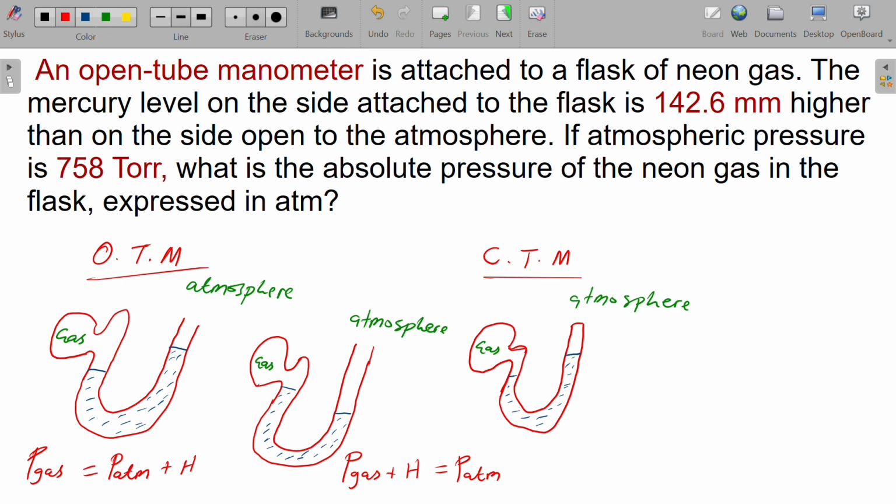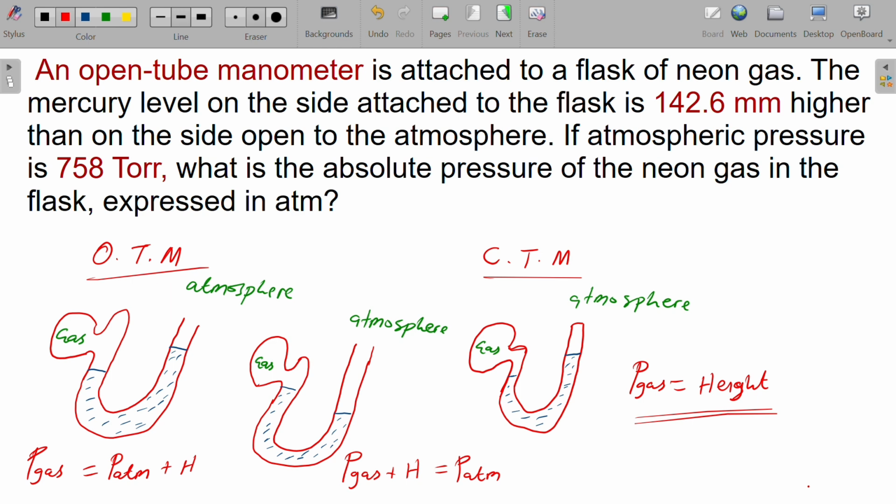What about the closed tube manometer? For a closed tube manometer, the pressure of the gas is just equal to the height. So the pressure of the gas is equal to the height of the liquid in that case. When you are given a closed tube manometer, the pressure of gas is equal to the height. As long as you are given the height, that is the pressure of the gas. The height of the mercury or the liquid you are using is equal to the pressure of the gas.